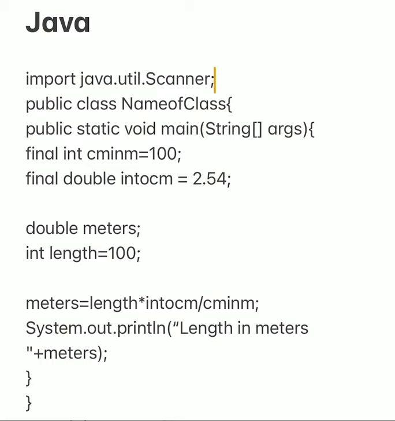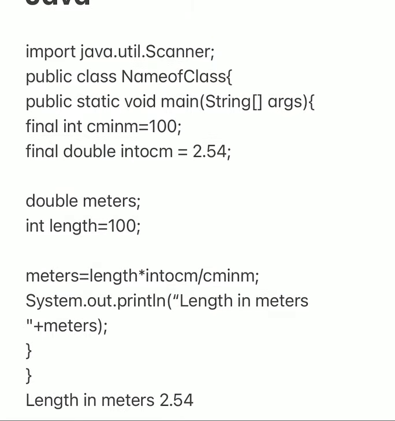And we already kind of have our framework in place. So public space class space, then you would name whatever you want the class to be named. Curly bracket, public space static space void space main, open parenthesis, String with a capital S, square brackets to close it up, space, args, ARGS, close it with a parenthesis, and then a squiggly bracket.